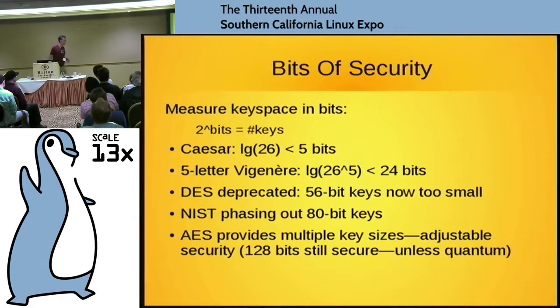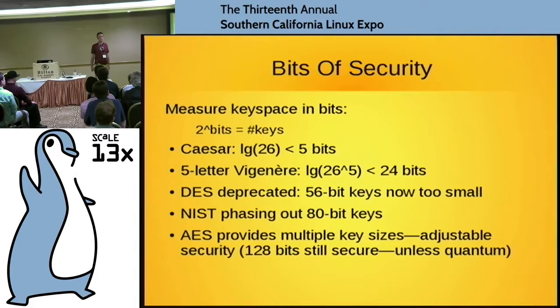So what we usually do is we measure this in bits, because it's very easy. With Caesar, we get less than 5 bits of security, so you're never going to find an attacker that can't do that, right? With 5-letter keys for Vigenère, you still get less than 24 bits. By comparison, the original standard, DES, is now deprecated.